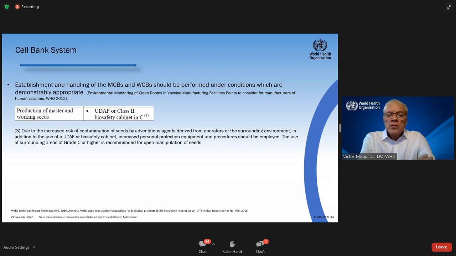And there's a note, which I believe is important. It says, due to the increased risk of contamination of seeds by adventitious agents derived from operators or the environment, in addition to the use of unidirectional airflow or biosafety cabinet, increased personnel protection equipment and procedures should be employed. The use of surrounding areas of class C or higher is recommended for open manipulation of seeds. This is important because usually we have a situation of open manipulation in these initial phases.